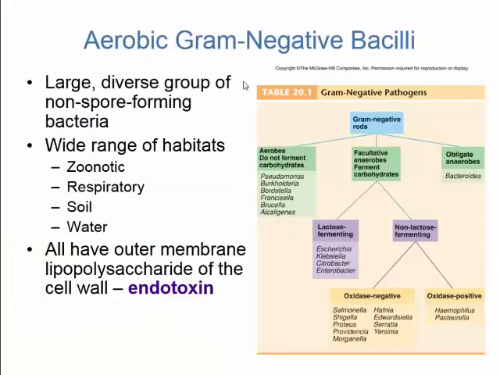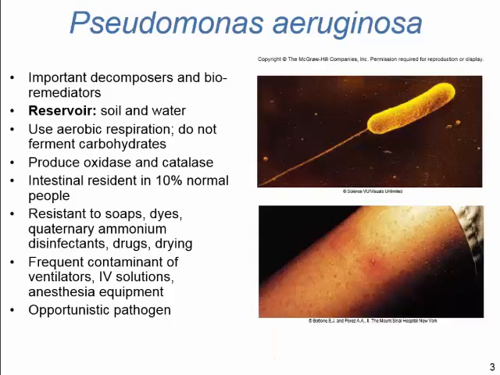And so our gram-negative bacteria have a wide range of habitats. They are located in animals, being zoonotic, some of which do persist in our respiratory tracts. And then, of course, the ones that are going to be responsible for gastroenteritis are most often obtained from soil and water. All gram-negative bacteria have lipopolysaccharide on the outer portion of their cell wall. As a reminder, lipopolysaccharide functions also as an endotoxin.